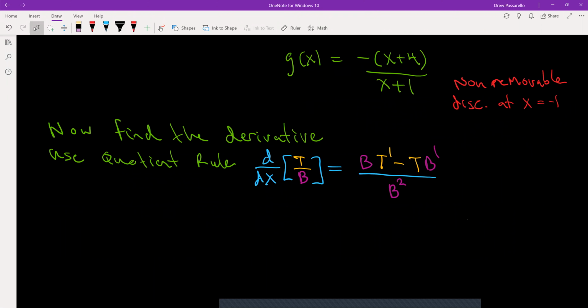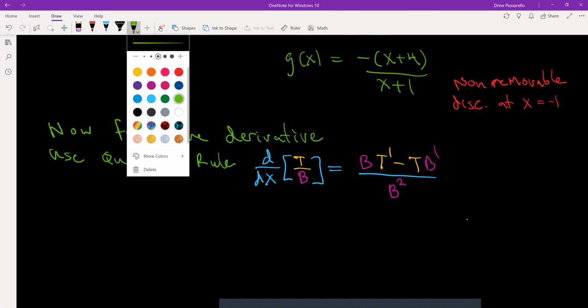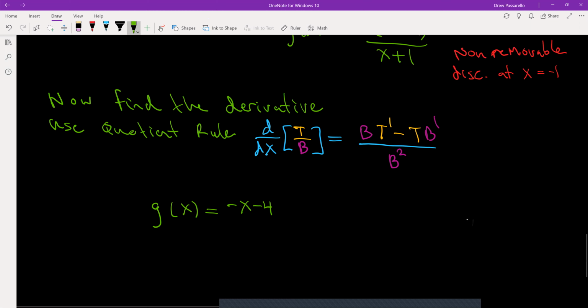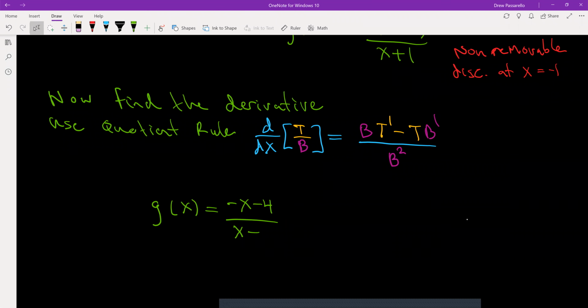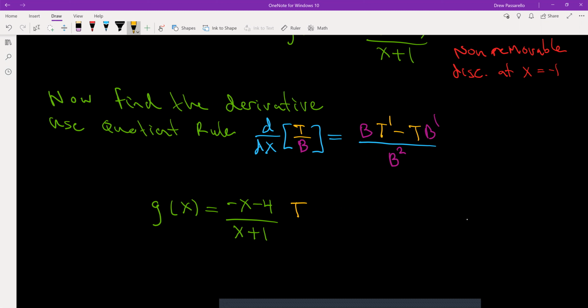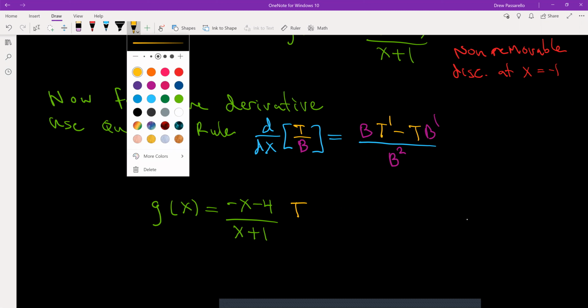All right, so for our function, this is the quotient rule. I'm going to go ahead and write g of x with the negative sign distributed inside. So it's going to be -x minus 4, and then divided by x plus 1. And so my top function is -x minus 4, and then the bottom function is x plus 1.